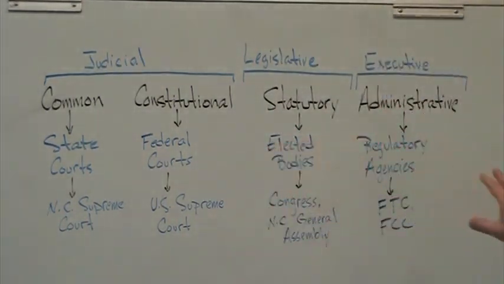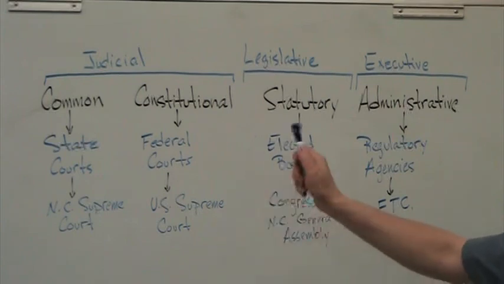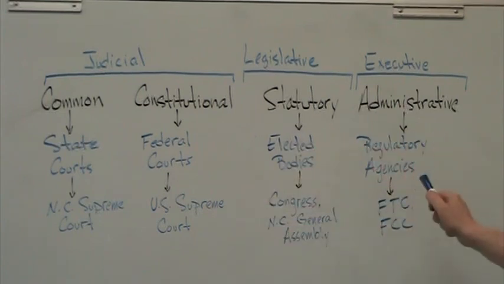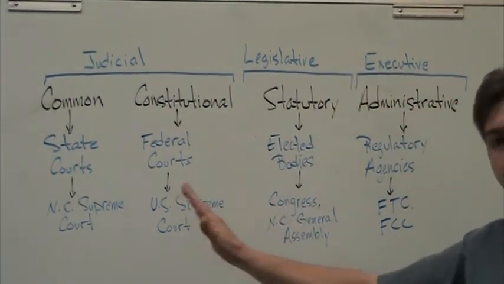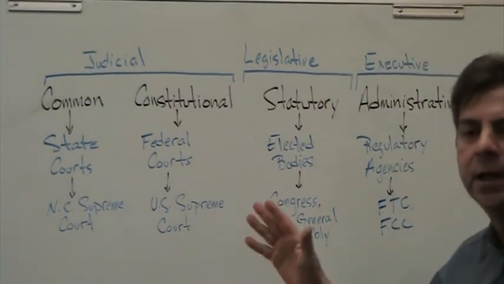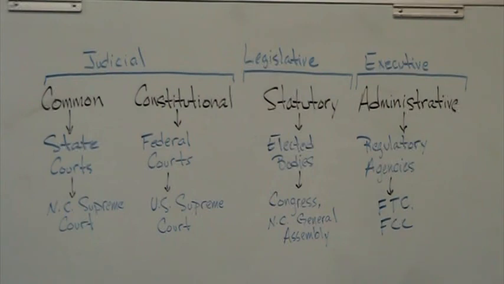So these are our sources of law: common law, constitutional law, statutory law, administrative law, and each has a corresponding branch of the government. So all three co-equal branches of government get in on the act. All three branches of government make law.